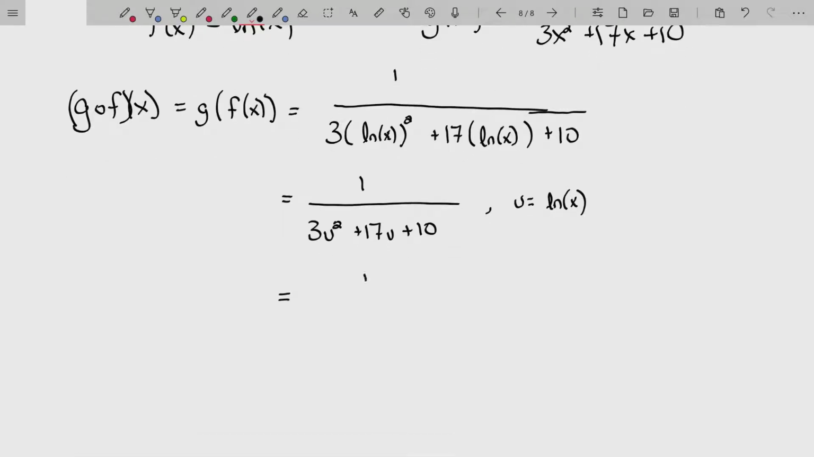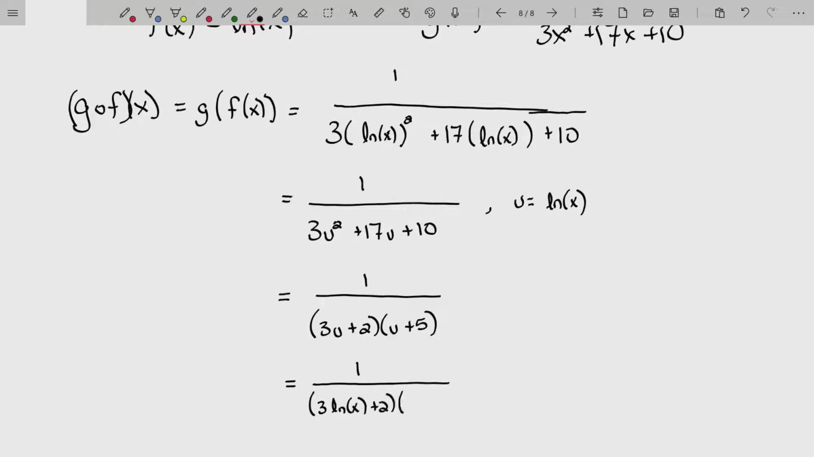And then we know that can be factored. So I will go ahead and write this as 1 over 3u plus 2, times u plus 5, yeah, I think that's right. And then in the end, just remember, if you do this style of simplification where you take a pattern and you call it u, you have to resubstitute in the end to get back to your original form. So this will be 1 over the quantity 3 natural log of x plus 2 times the quantity natural log of x plus 5. Now that is the composition.